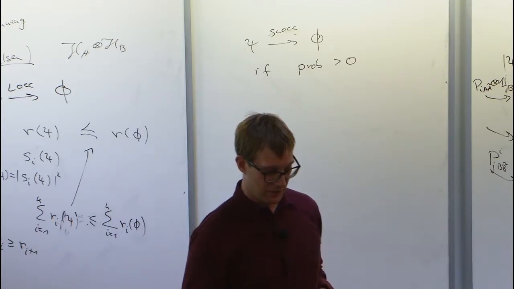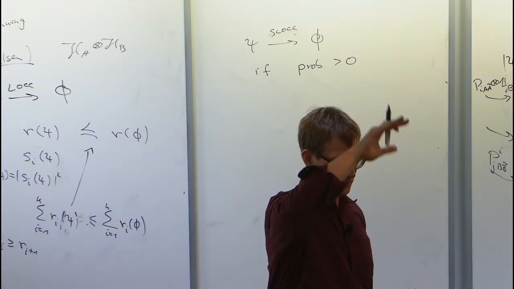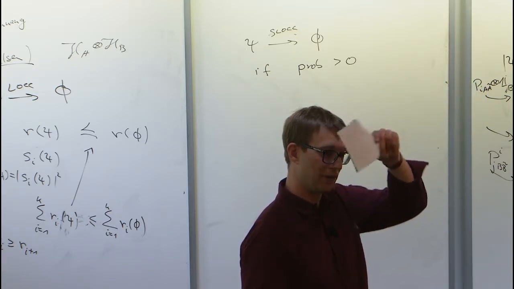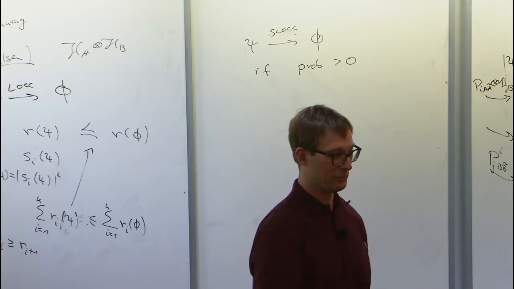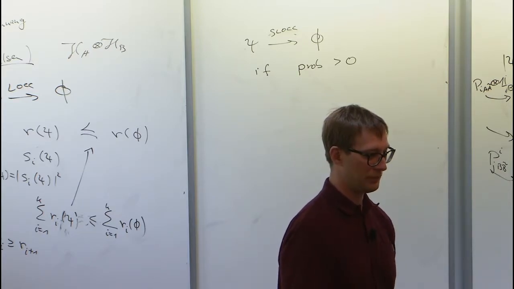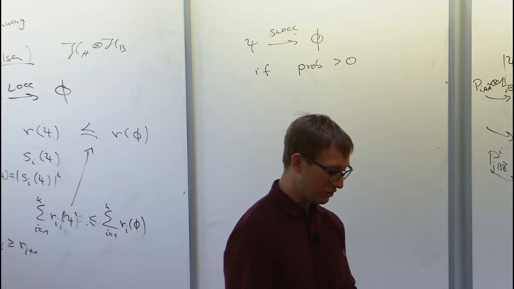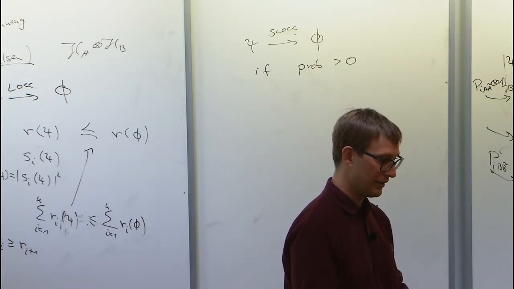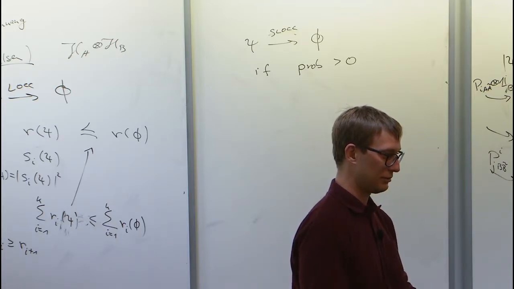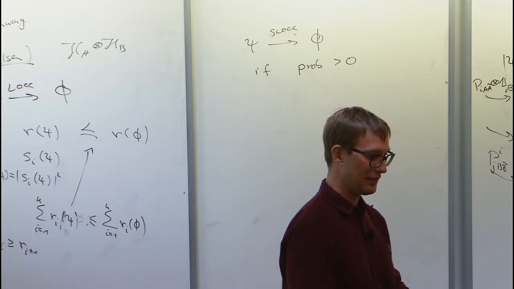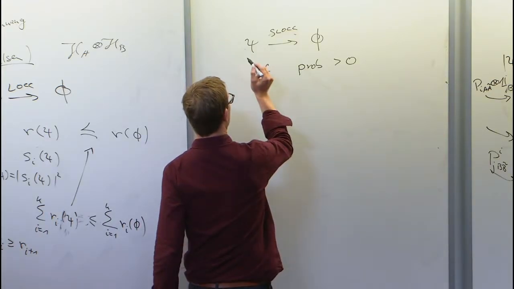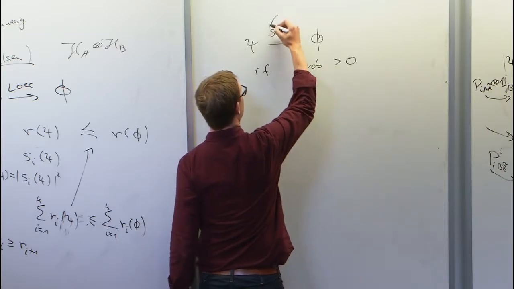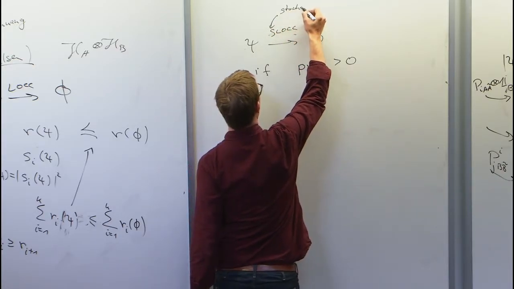So you do this whole protocol, and Alice gets measurement outcomes and Bob gets measurement outcomes, and they all come with some probabilities. If at the end of the day the probability of having phi is non-zero rather than 1, then we say psi has successfully transformed into phi by SLOCC, where this S stands for stochastic.